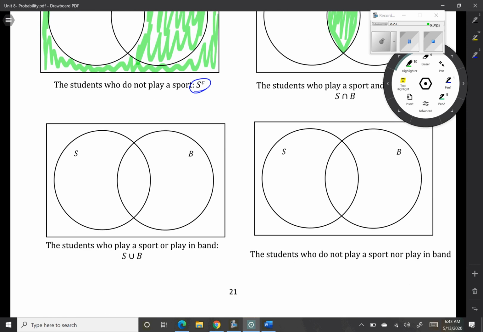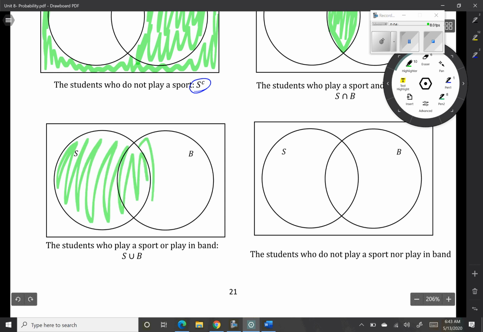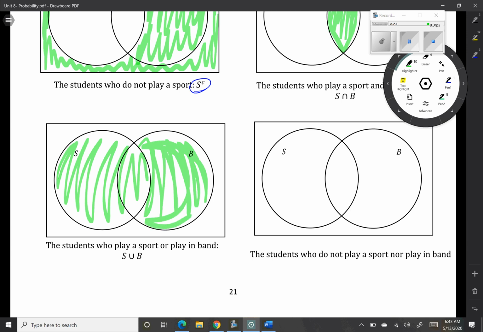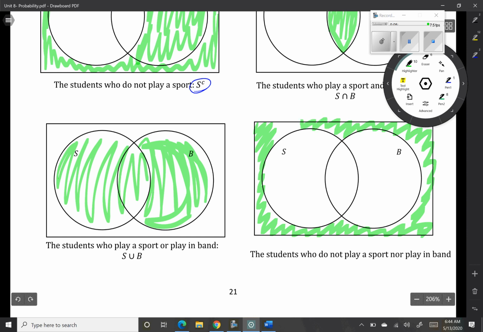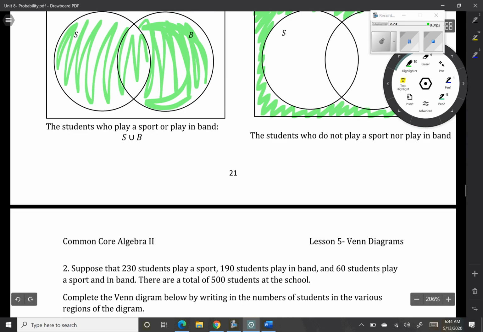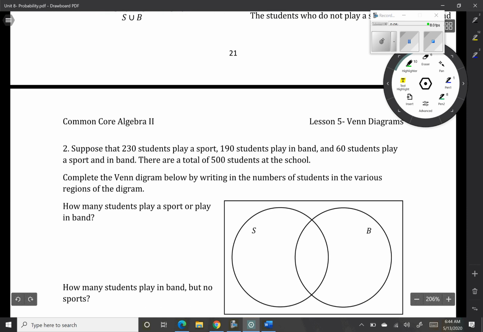The union of sports or band, so sports or band, would be anybody that's in either circle. So we have these two circles colored in, and students that play neither, that would be all of this on the outside. Again, I'm going through this relatively quickly because you should know how to do Venn diagrams. So let's take a look at this a little bit more specifically.